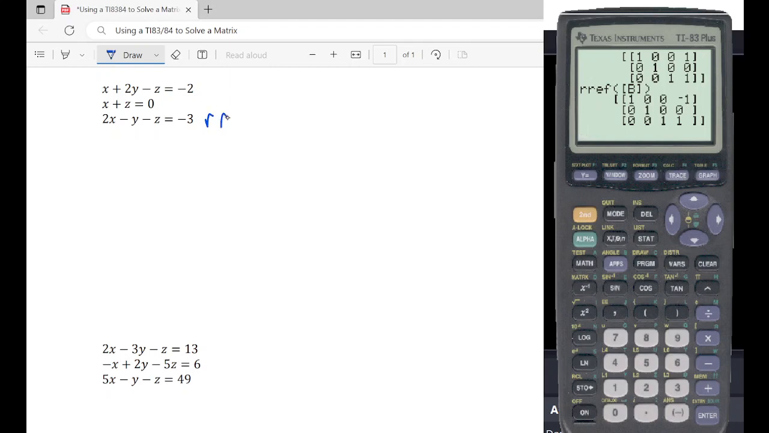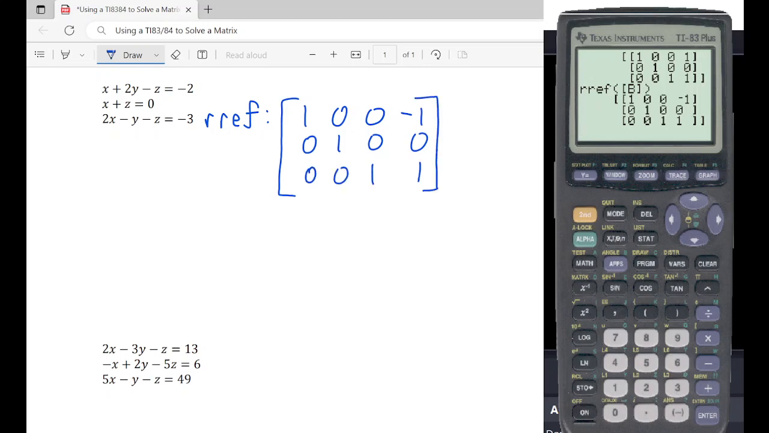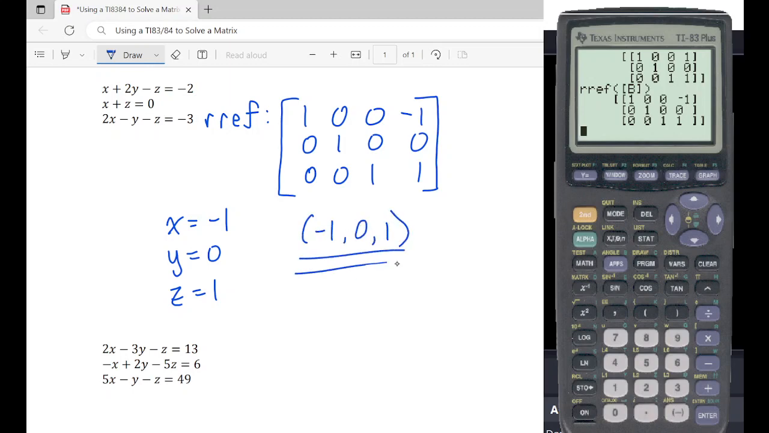So the reduced row echelon form is 1, 0, 0, -1, then 0, 1, 0, 0, then 0, 0, 1, and 1. So there it is written out. So the solution here is x equals -1, y equals 0, and z equals 1. So the solution, -1, 0, and 1. So we've had a bunch of 1s and 0s and -1s and whatnot.